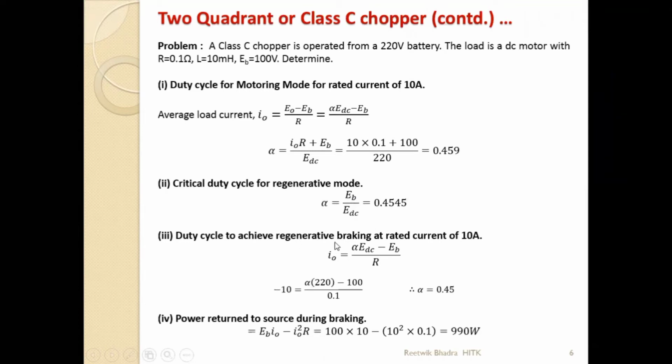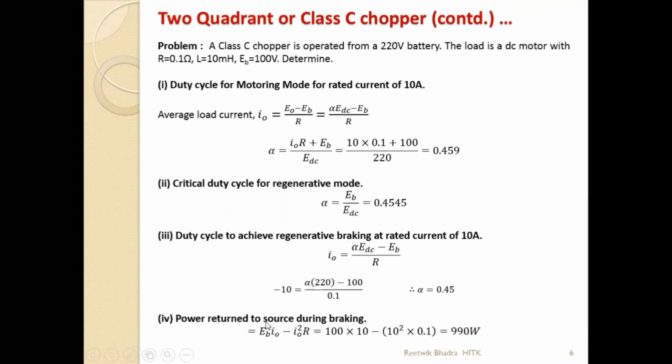And duty cycle in the regenerative braking. Now in the regenerative braking, what happens? Second quadrant, my current becomes negative. So same formula, but I naught has become negative, and we have calculated our alpha value. Regenerative braking, second quadrant, current will be negative. Motoring mode, current is positive, so according to that calculate your alpha. Regenerative braking, when asked, I naught will be negative, according to that calculate your alpha.